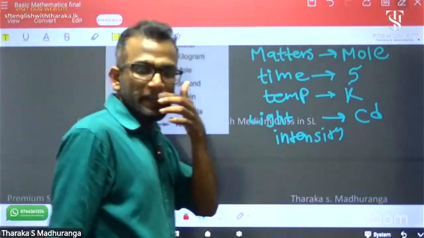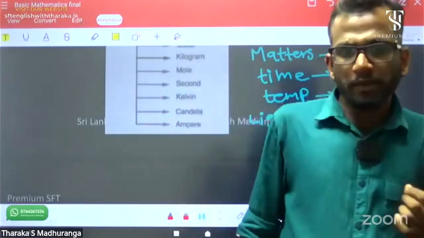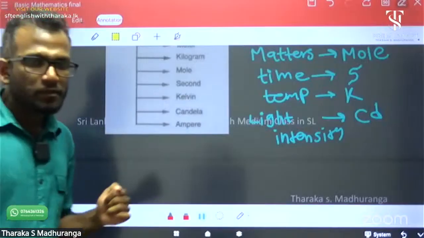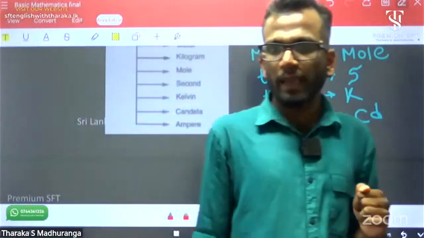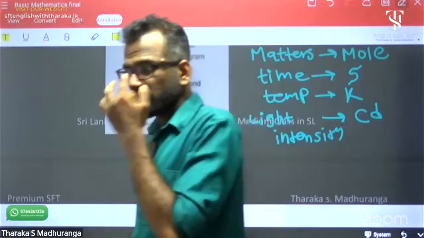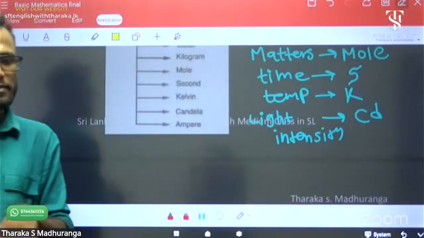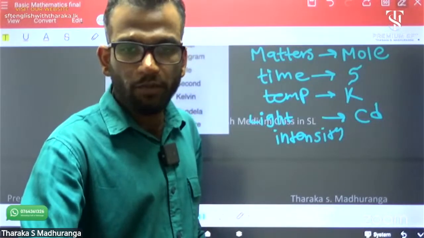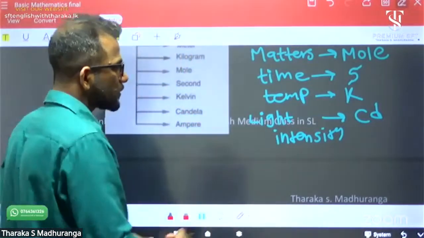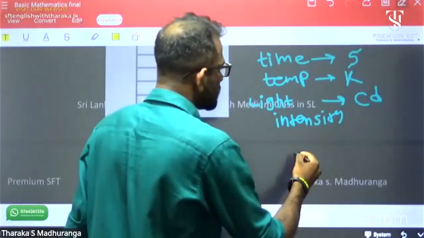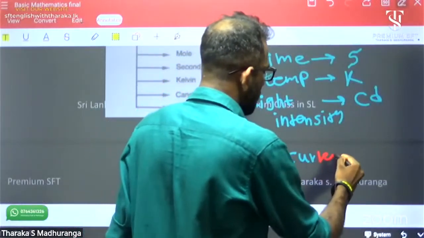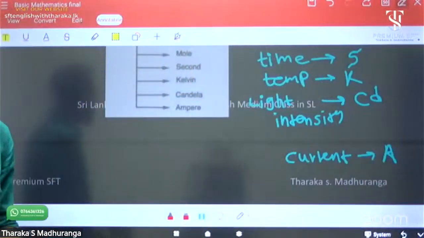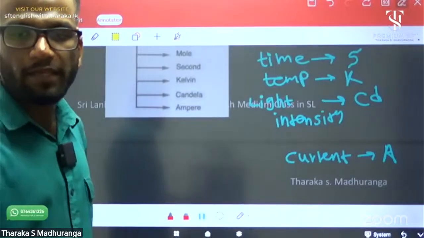Okay, ampere. What is the quantity? What do we measure by ampere? Very good. Current. Current is measured by ampere. The capital A is the symbol.